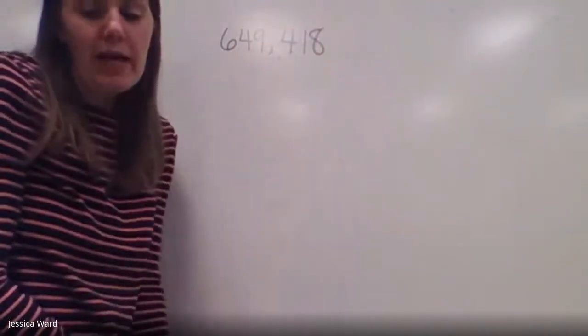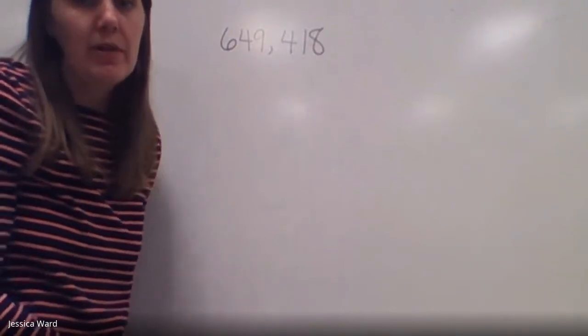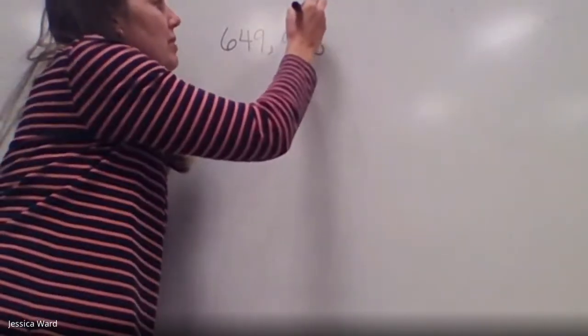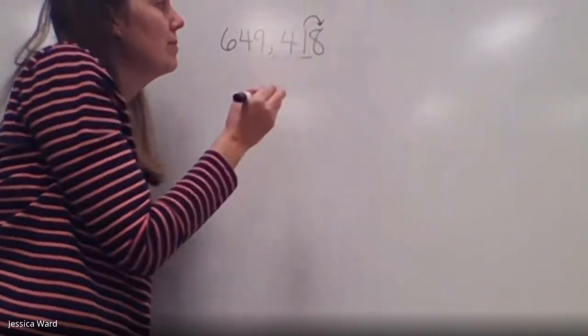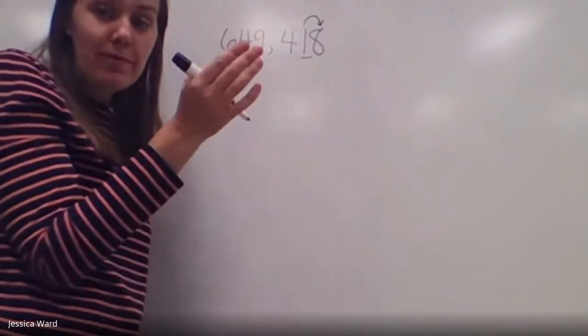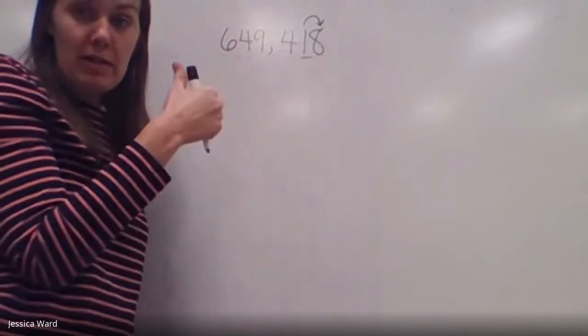49,418. And then they have a bunch of lines. The first one says to the nearest 10. So I'm going to look at my 10 place. I'm going to look to the next place value over. If I round 18, 18 is more than 15. 8 is more than 5. So that would round up to the nearest 10.